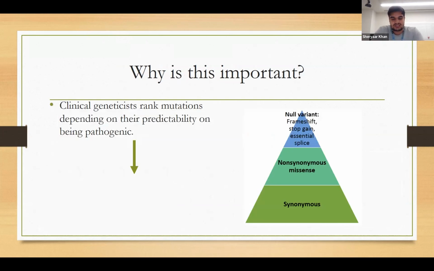So why is this important? This is something that someone put on their slide for my degree, and I didn't understand what they were saying. They say clinical geneticists rank mutations depending on their predictability on being pathogenic. Probably some of you do understand that. If so, you're smarter than me 5 years ago. However, what that means in layman's terms is that if you know how bad a mutation is, you can predict if that mutation will be disease causing.